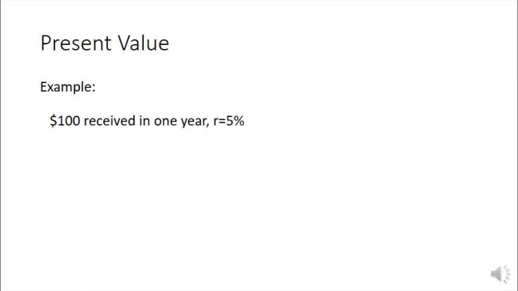So let's do some practice. What we want to know is if we're going to get $100 a year from now, if we're going to get a check in 1 year worth $100 and the prevailing interest rate is 5%, how much is that future check worth today? So press pause on your keyboards, stop the video, and take a second to try and figure it out on your own.